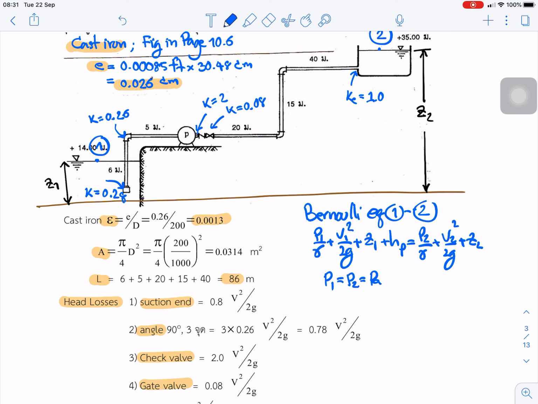P is atmospheric pressure, and V1 and V2, since it is a huge reservoir, the velocity drop of water is so small, so we can cancel P and V. So we can estimate that the head of the pump is equal to the difference of static head plus the head loss coming from the major loss plus minor loss. Okay.